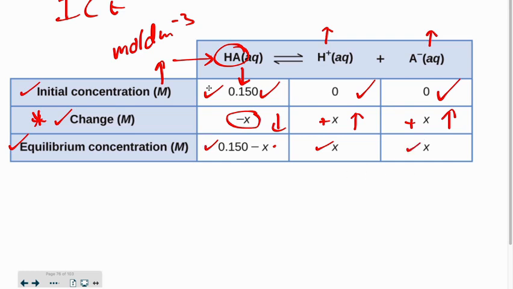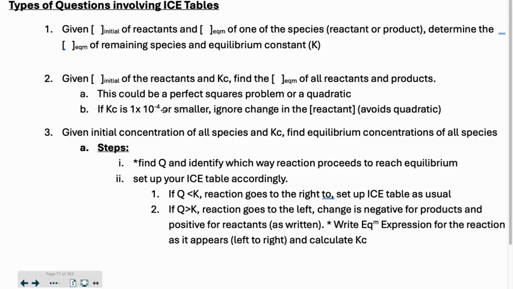Now, let's take a look at some different types of questions that you'll be asked here. Once again, when you're setting this up, make sure the change line follows the stoichiometry of that original equation. If I had a 2 here, this would be negative 2x. Likewise, if I had a 2 here, this would be positive 2x. All right, there are 3 specific types of problems that I've outlined here. Number 1, you could be given the initial concentration of the reactants and the equilibrium concentration of one of the species. What I mean by species is reactant or product. You can be asked to determine the equilibrium concentration of the remaining species and to find the equilibrium constant.